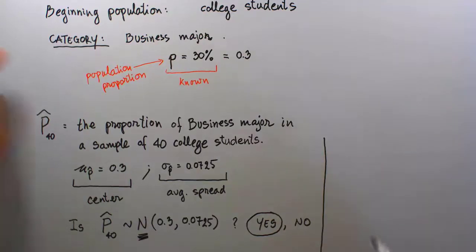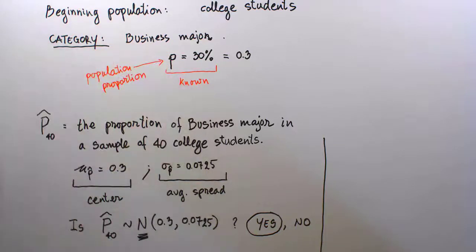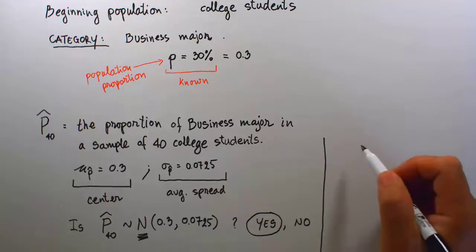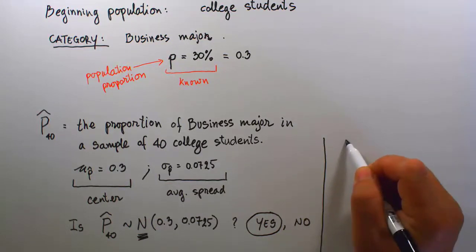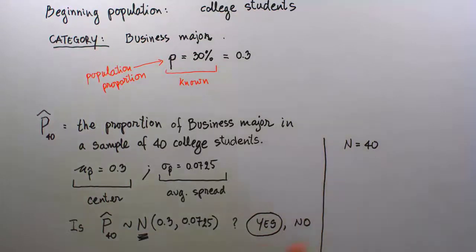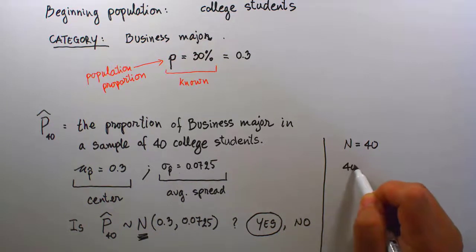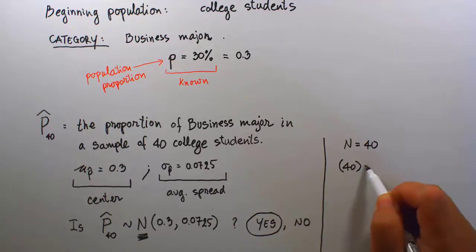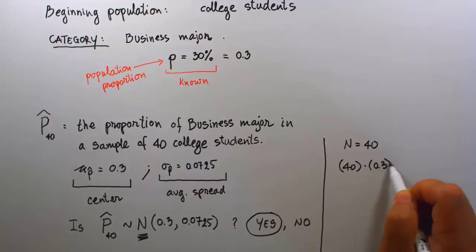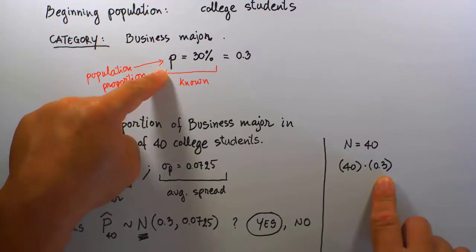Now, we already had a known population proportion, and I permanently leave this here throughout our example so far. The sample size we are currently using is 40. I'm trying to explain how I came up with the answer yes for this question. From our sample size, I am going to multiply by 0.3. Remind yourself that this 0.3 was the known population proportion.